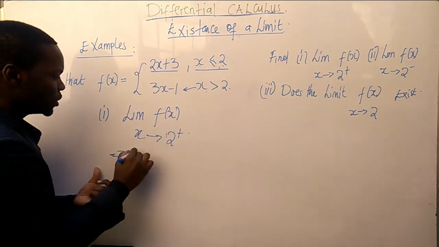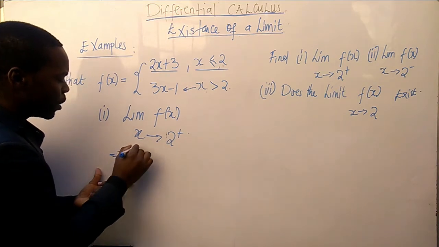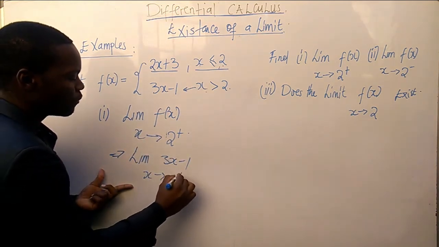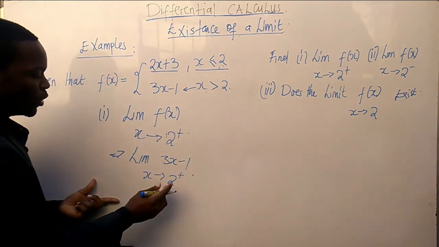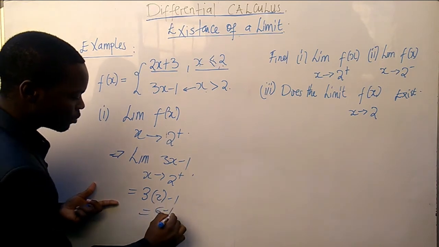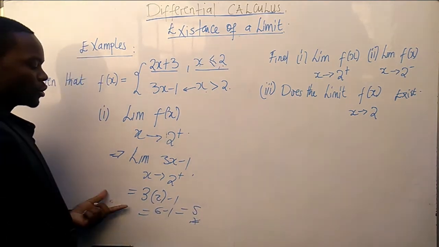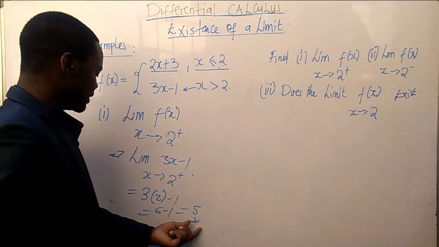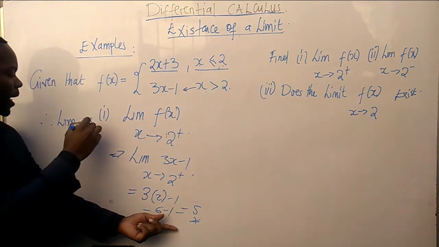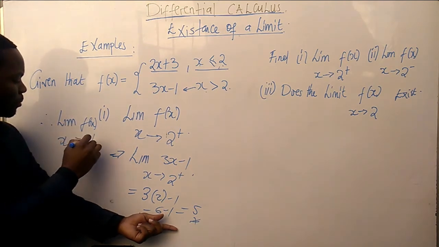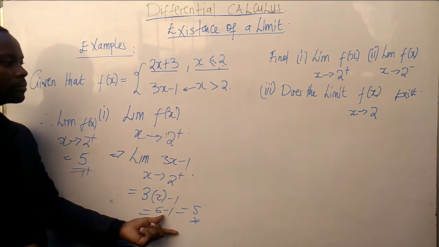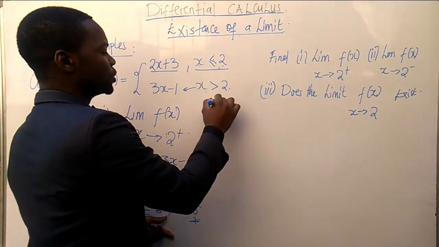So we are going to say we have the limit of 3x minus 1 as x approaches 2 from the positive side. When we substitute, we are going to have 3 times 2 minus 1, which is 6 minus 1, which is 5. So this is the limit. We can say, therefore, the limit of f of x as x approaches 2 from the positive is equal to 5.